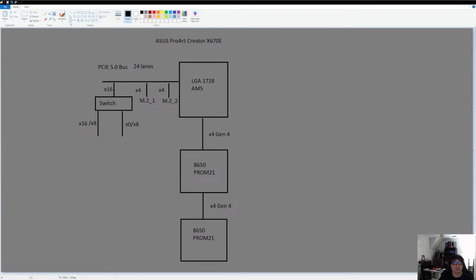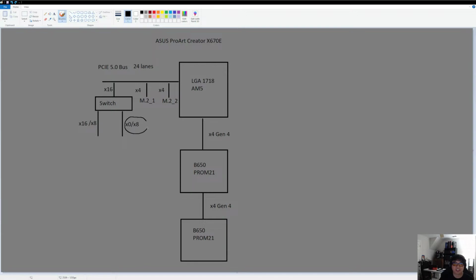So the conditions are, if the graphics card is installed, X16, assuming that nothing is installed on the second slot. Otherwise, if something is installed in the second slot, run the graphics card at half bandwidth, X8. So that's what the switch does. That's pretty standard stuff. None of this is new. Pretty much every motherboard in the last 10 years has been doing this.